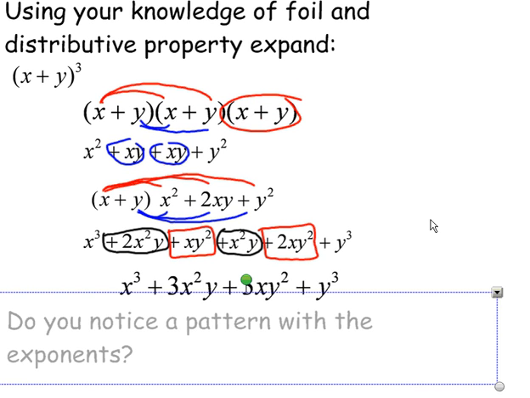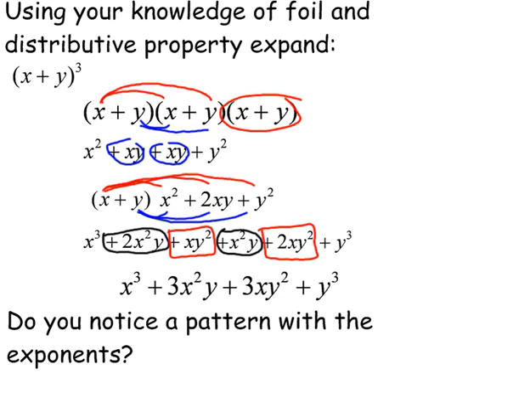Let me ask you this. Do you notice a pattern with the exponents? You should notice that the exponents of the first term, I'm going to call this first term a, and I'm going to call the second term b, are descending with each successive term. So you have x to the third, x squared, x to the 1, and I can write x to the 0 here. x to the 0 is just 1. It's not going to affect y to the third.